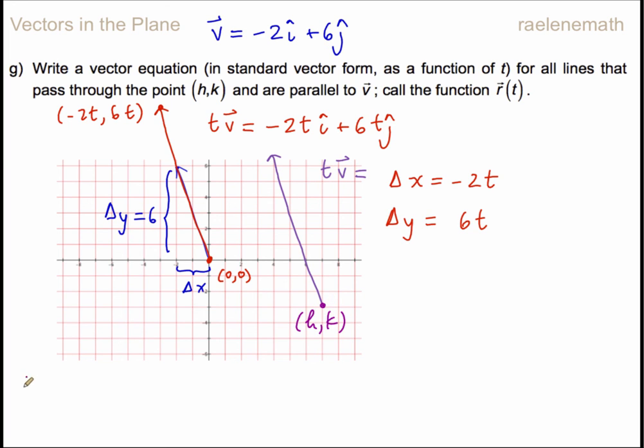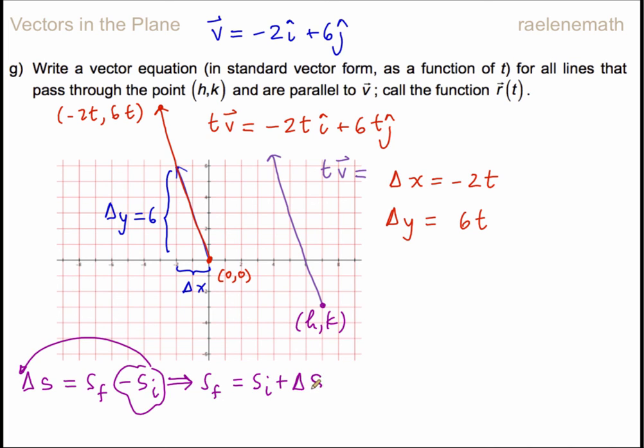But first we need to recall that the definition of a change in something is the final value minus the initial value, and if we rearrange we can see that the final quantity is equal to the initial quantity plus the change. And so the change in x we can rearrange from being x final minus x initial to get that the x final, or the x as a function of some time, is equal to the x initial plus the change in x.